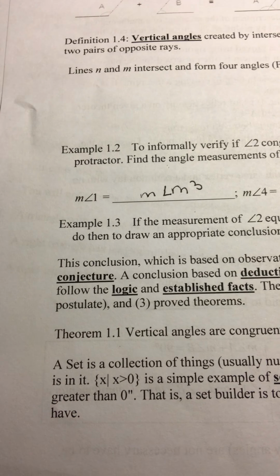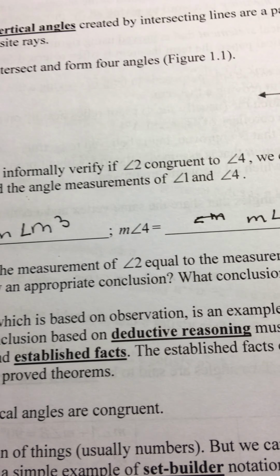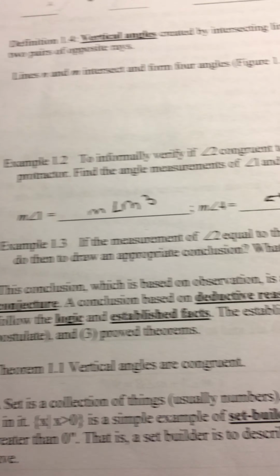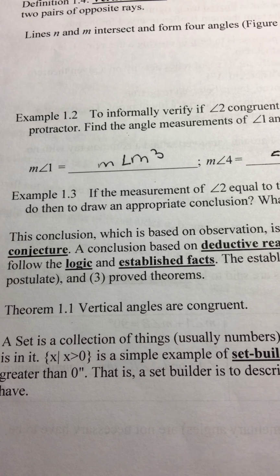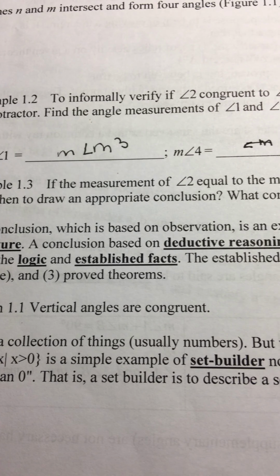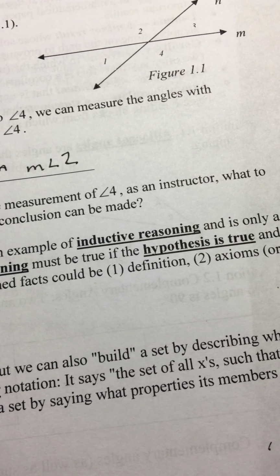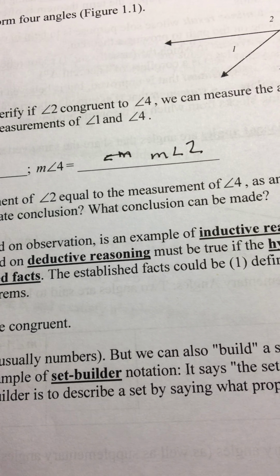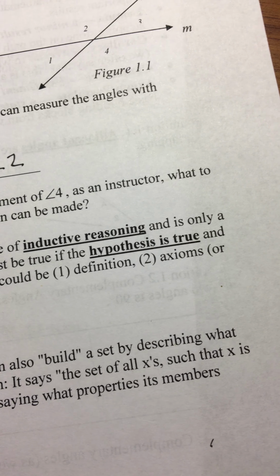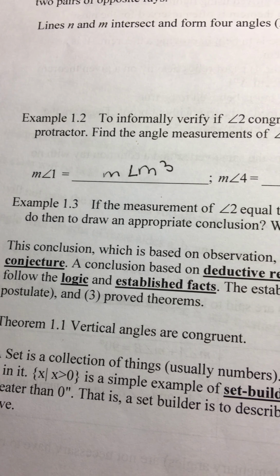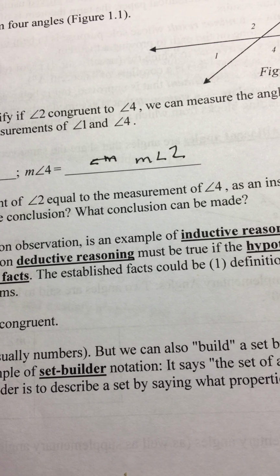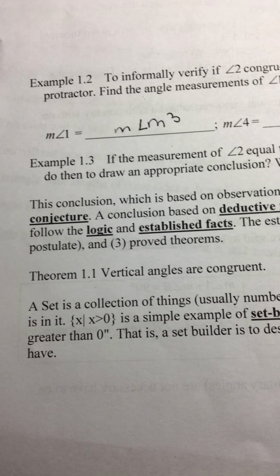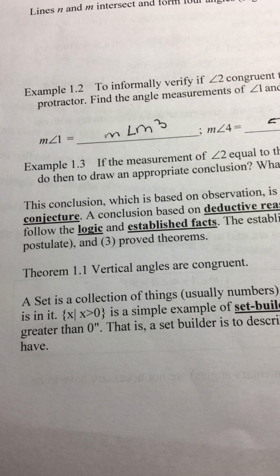Example 1.3 is asking for a conclusion, so the conclusion that we can make is that they are vertical angles. If we continue to the bottom, this conclusion, which is based on an observation, is an example of inductive reasoning and is only a conjecture. A conclusion based on deductive reasoning must be true if the hypothesis is true and follows the logic and established facts. The established facts could be definitions, axioms, postulates, and proven theorems. So Theorem 1.1 says vertical angles are congruent.